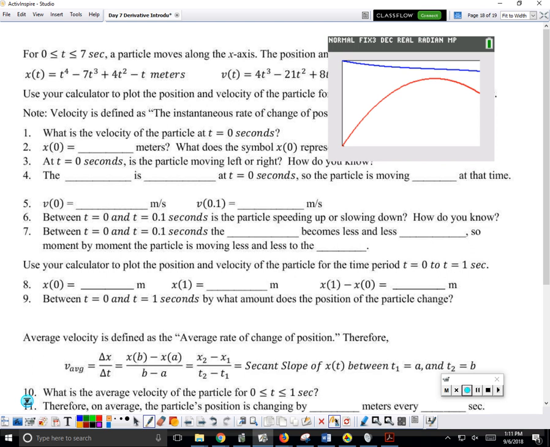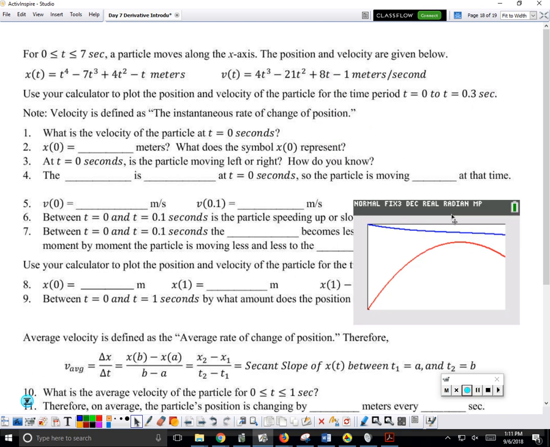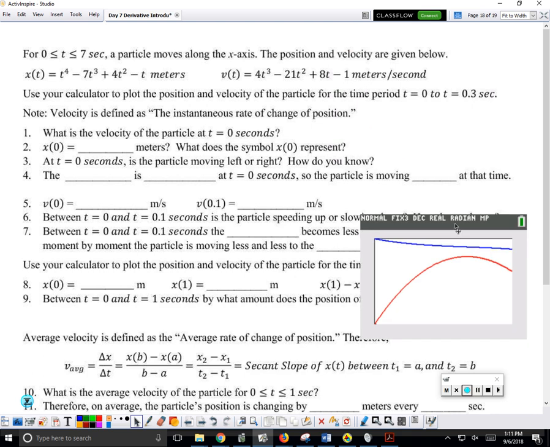So the first thing it says is take two formulas. Formula for the position, formula for the velocity, and plot them on your calculator for this time period, 0 to 0.3 seconds. So do that. You should end up with this exact picture.